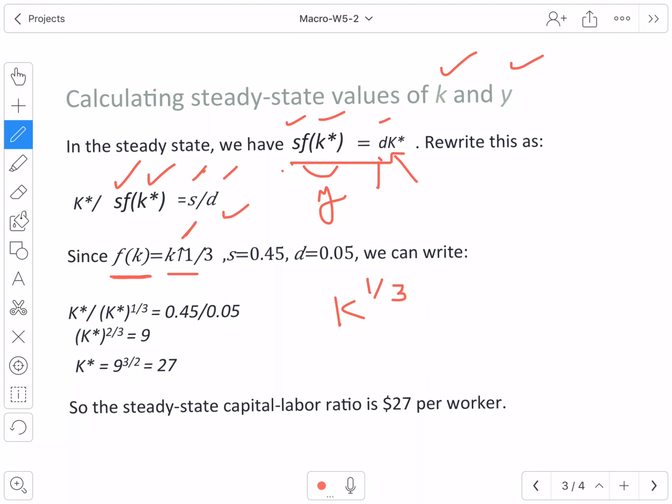So given this, you can solve for k. And you have the details here. You can substitute f of k for k to the power third, and then you can solve for k equal to 9 to the power 3 over 2, which is equal to 27. So k here is basically equal to 27 dollars per worker. This is the steady state capital labor ratio.